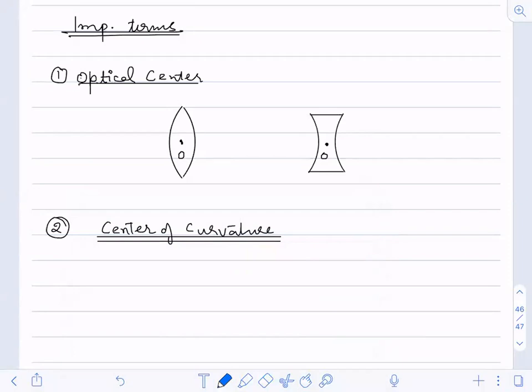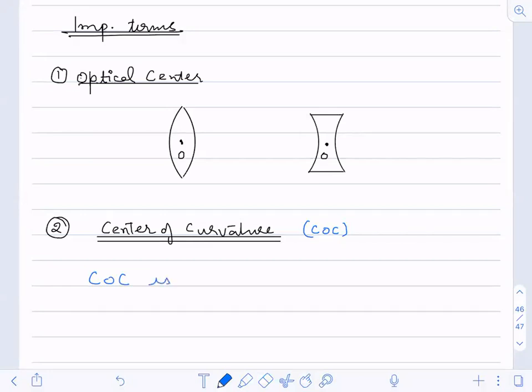Correct? So I'm writing that definition. Just try to read and figure out whether you can understand what I have written. So center of curvature, in short, I will be writing it as COC. Okay, COC, center of curvature.